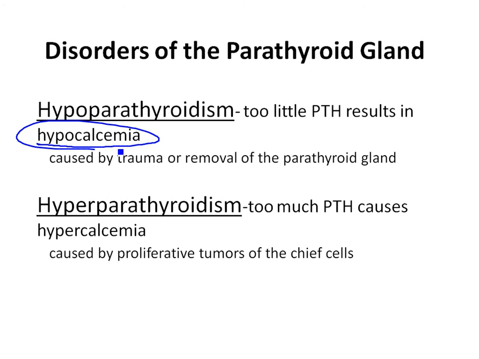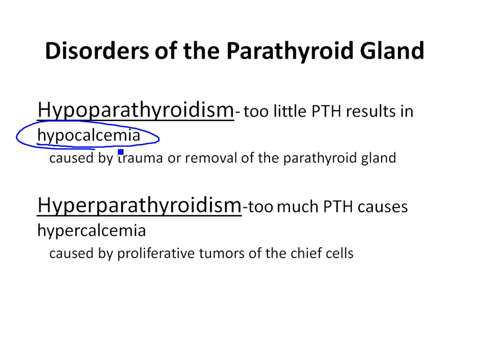The other disorder of the parathyroid gland would be hyperparathyroidism. Hyper means too much. So if you have too much parathyroid hormone, you're going to get something known as hypercalcemia. Remember, parathyroid hormone is going to increase the blood levels of calcium. Well, if you increase the blood levels of calcium, that's going to cause some problems too. Now remember, this is a rare condition. It's usually only caused by something like a proliferative tumor of the chief cells in the parathyroid gland.